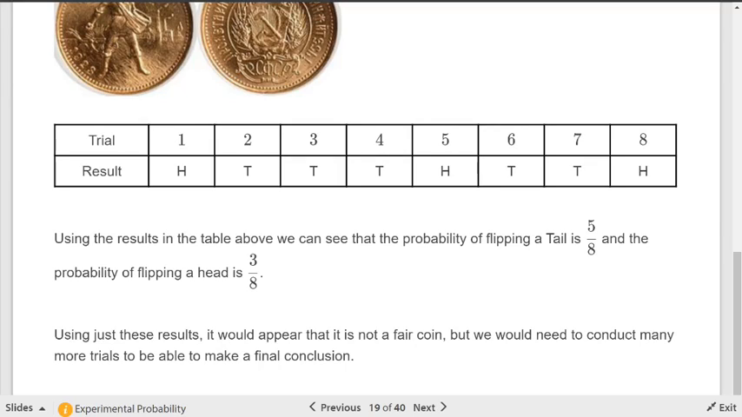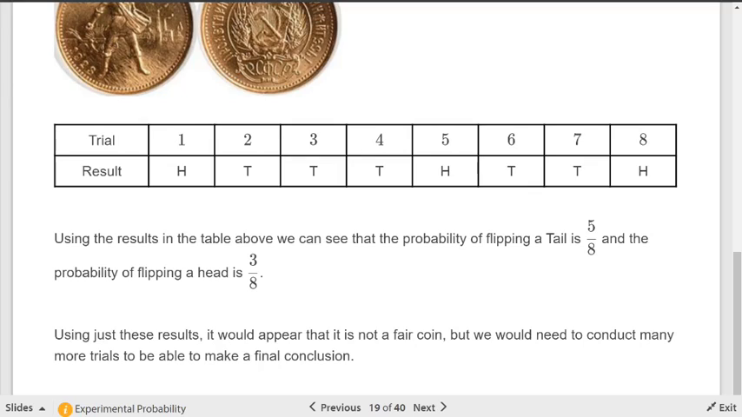Using these results, it would appear that this is not a fair coin because one of them is more than the other. But in order to make a final conclusion, you just have to do it more and more and more and more. What happens, do you think, if it is indeed a fair coin? And you do the experiment enough times, what do you think is going to happen to the probabilities? They're going to merge together. They're going to get closer and closer and closer and closer.